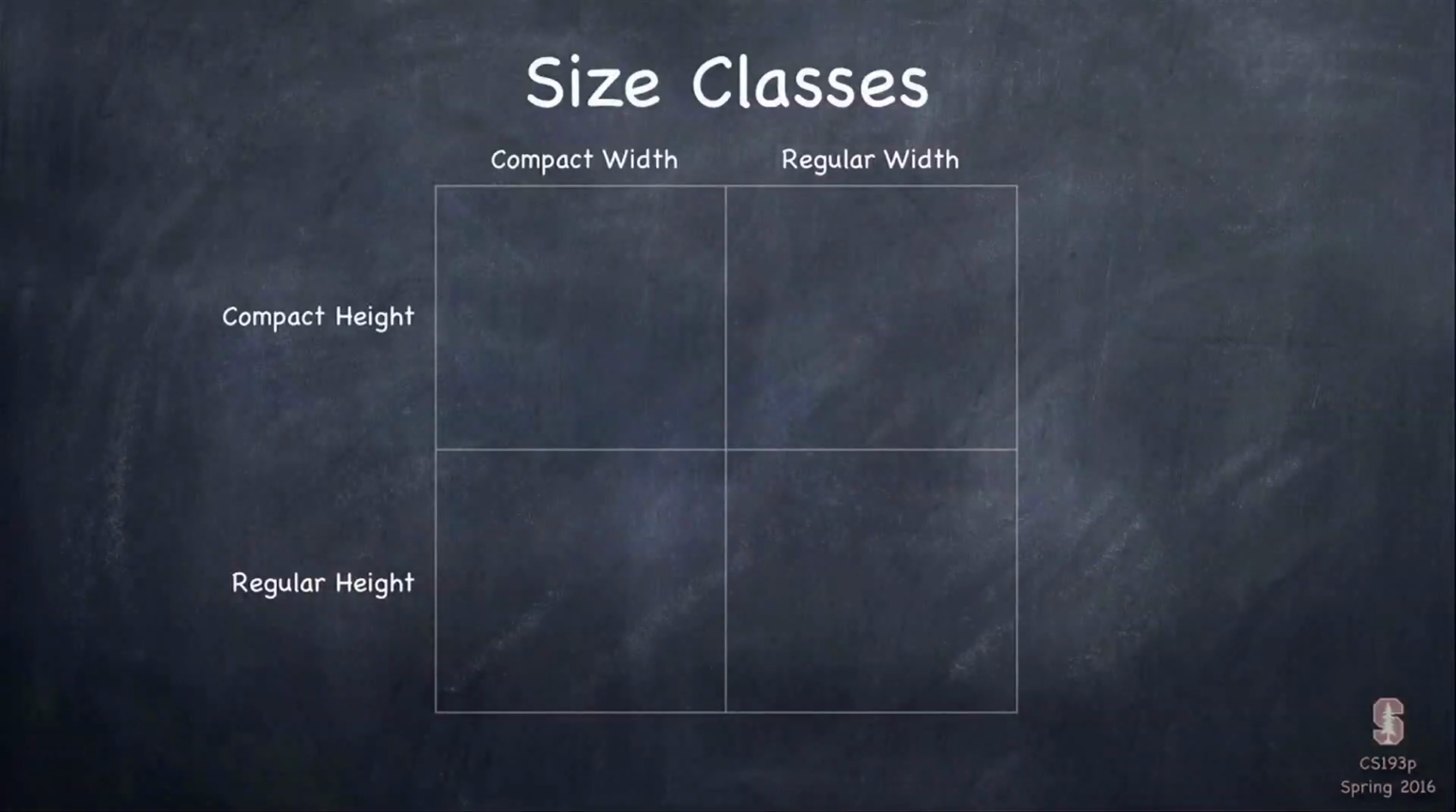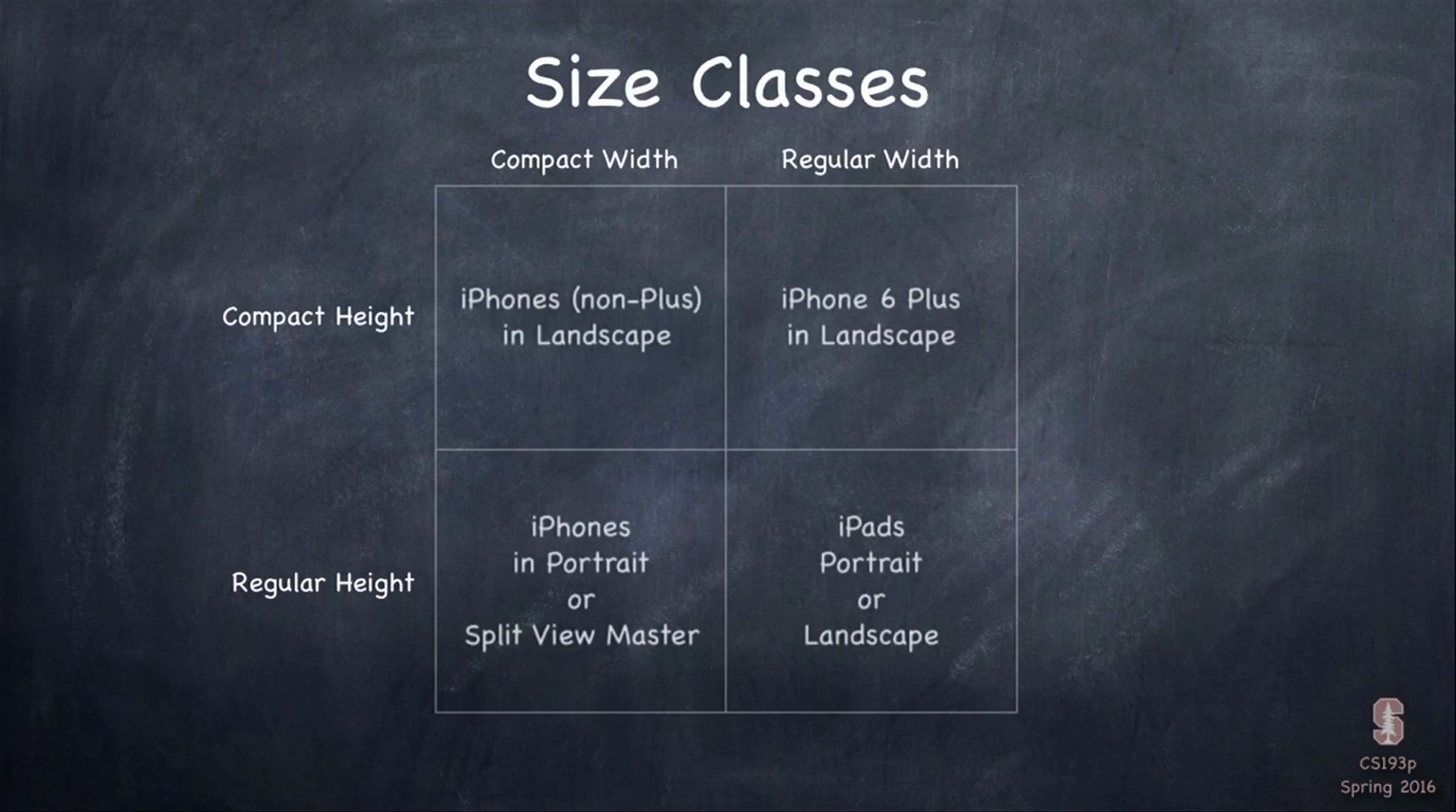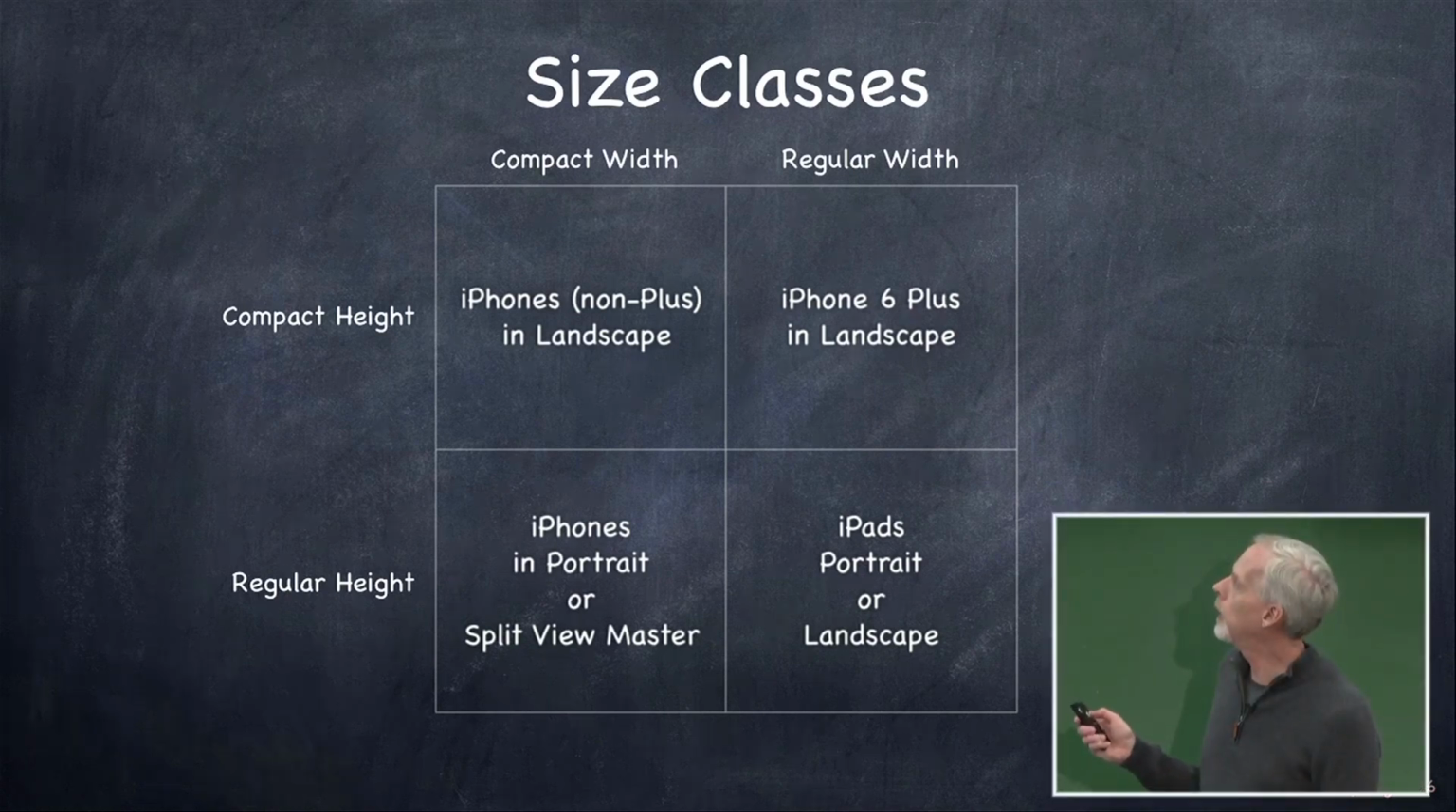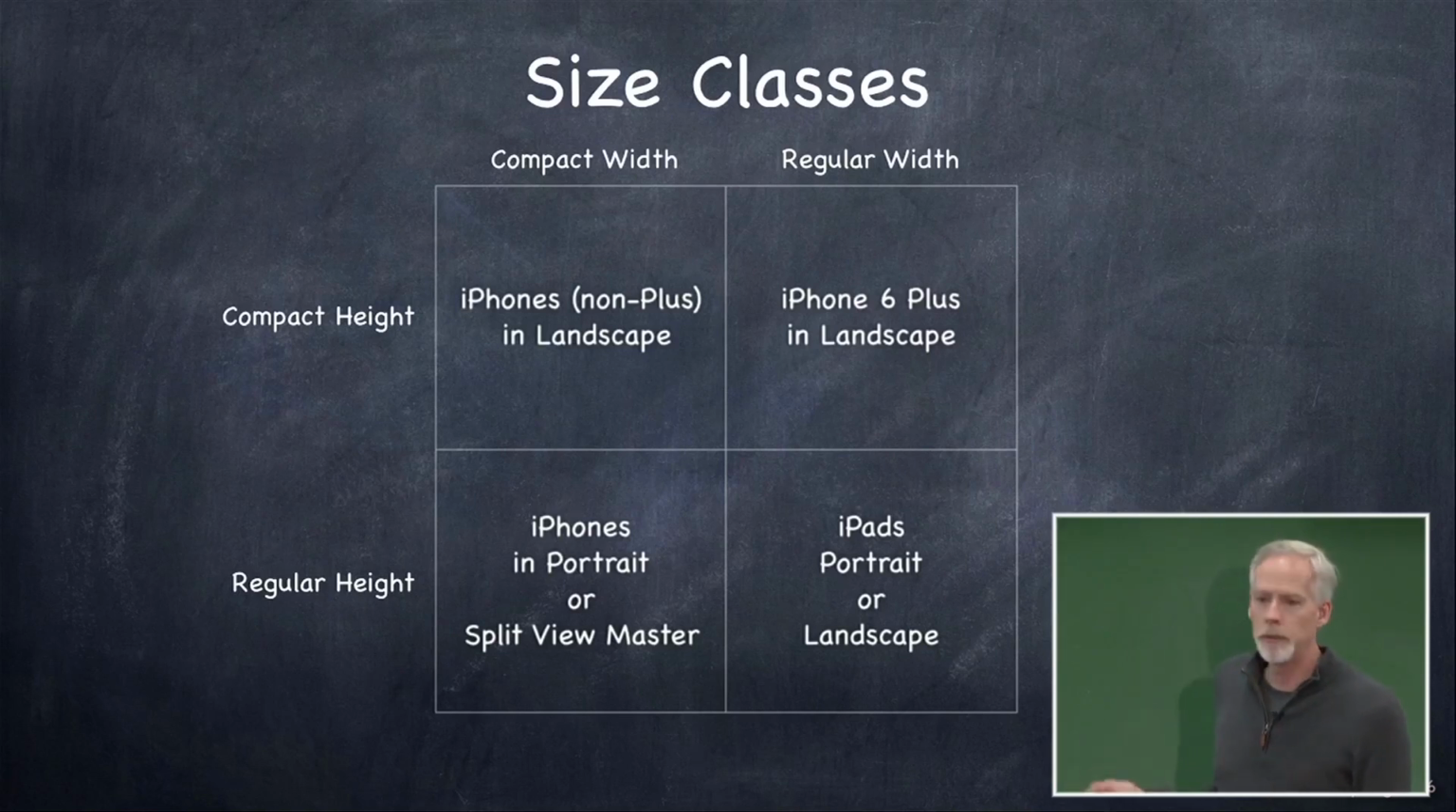Now, that's only if you wanted to react to your compactness in code. A lot of times we're going to be doing this in our storyboard, and I'm going to show you how in the storyboard we react to that. So in summary, it looks like this. You've got compact width and regular width, compact height and regular height. So iPhones non-Plus in landscape are here, compact, compact. Regular width, compact height is iPhone 6 Plus in landscape. Regular height and compact width is iPhones in portrait, or you're the master of a split view. And then iPads are regular in both.